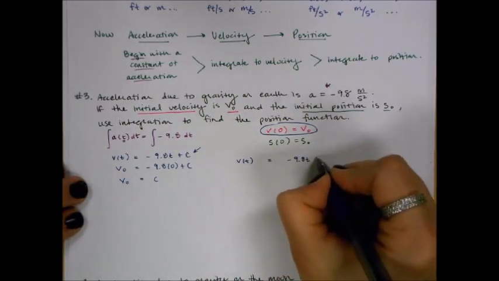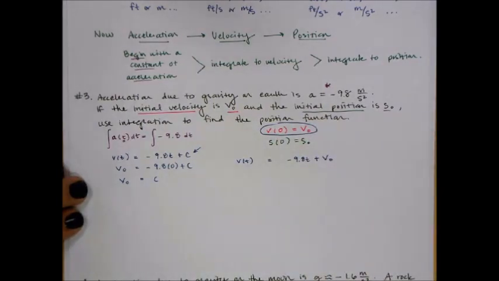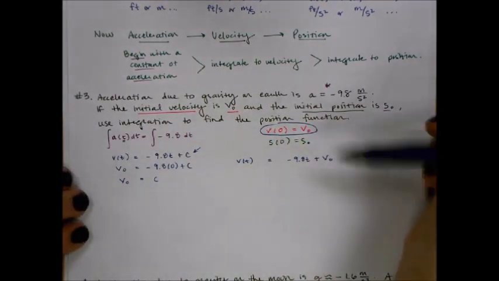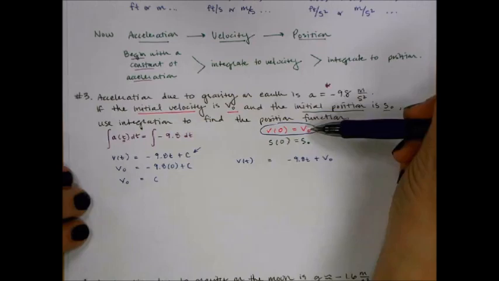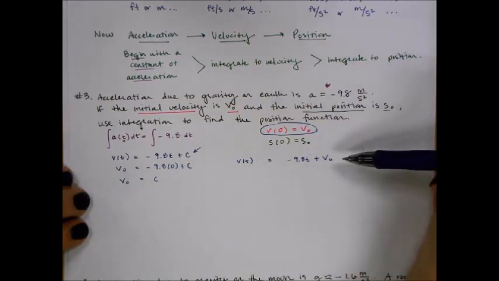And I know it's tough because v naught is typically a number, so think of it as a number. It's just a currently unknown number. Okay, it's not a variable, it's a constant. Okay, just like c, now it's just called v naught.